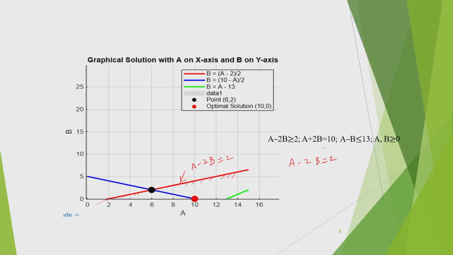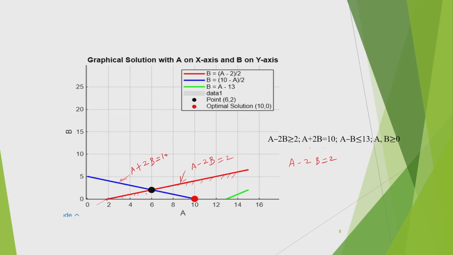Another is a plus 2b is equal to 10. So one point is a equal to 10, and the other is b equal to 5. So we draw it, and this line becomes a plus 2b is equal to 10, and this is rigid. You cannot say you go this way or that way, you cannot have this region, you have to be on this line. Therefore only the points which lie on this line in the positive quadrant are feasible. So this cuts it here.